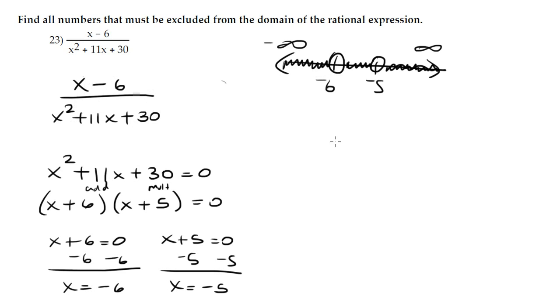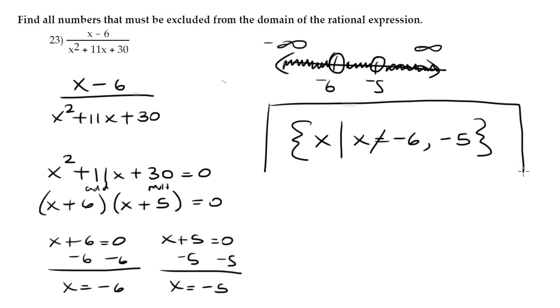an undefined expression. So the way I'll write that, the domain is all x values such that x does not equal negative 6, x does not equal negative 5. That's my domain. All x values except negative 6 and negative 5.